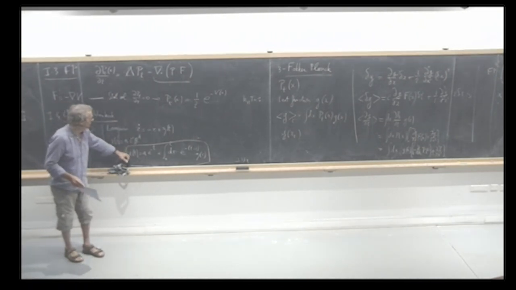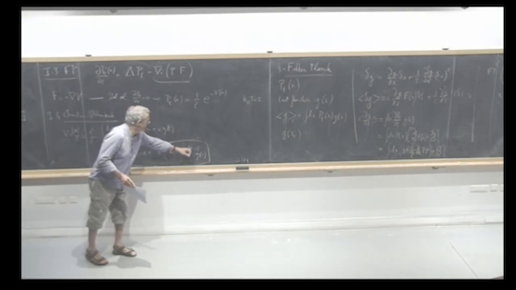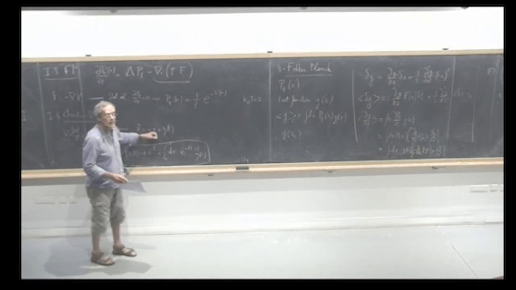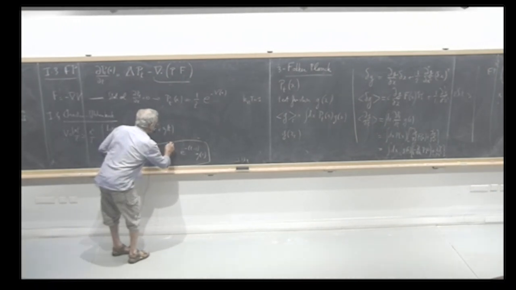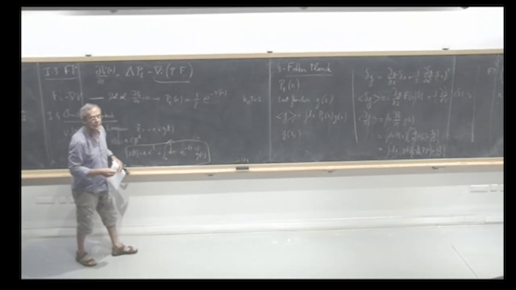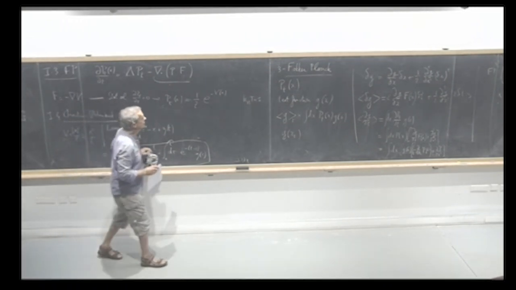You can just check: when you take the derivative with respect to t, you have the derivative with respect to t here and t here, and this gives you the minus x. And the derivative with respect to the time, which is here, gives you eta of t. And it has the right boundary condition at time 0.